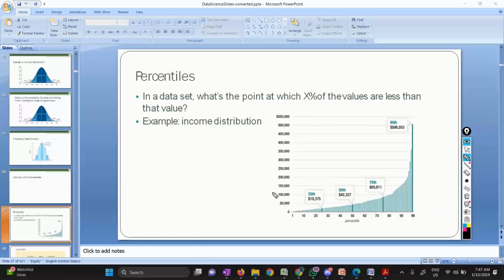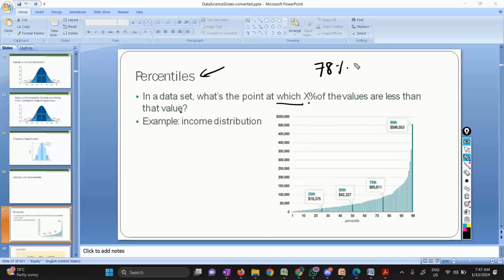Now, talking about that, this particular graph also gives you an idea of another statistic called percentiles, not percentage. This is percentiles. Now, what a percentile is you should think in a practical aspect. In a data set, what's the point at which X% of the values are less than that value? That's the percentile.